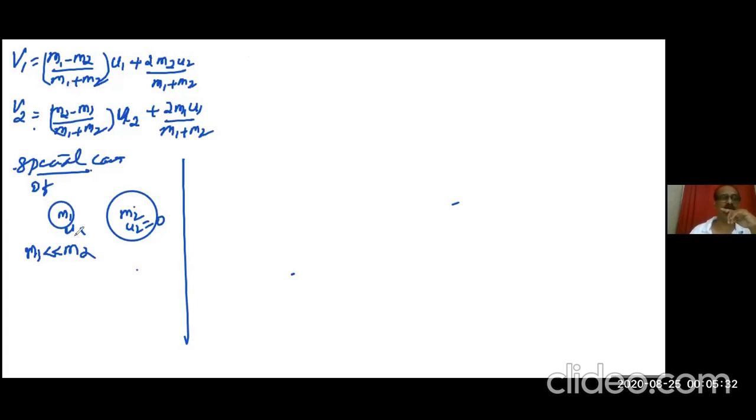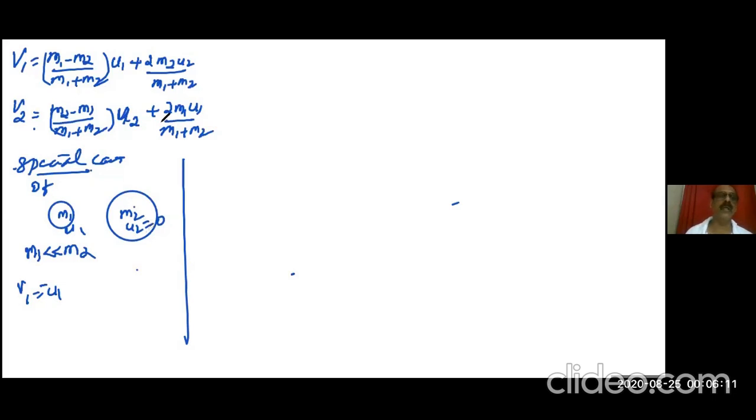First equation, let us see. M1 is very, very smaller than M2, so this M1 cancels, this M1 is 0. M1 is 0, M1 is 0. So what is remaining now? M2, that becomes 1. So V1 becomes minus U1. How, sir? Wait. M1 cancels, M1 is 0, M1 is 0. M2, M2 cancel, minus U1. Isn't it? Yes. And here U2 is 0, so the whole thing will be 0. U2 is 0, right? Target at rest.